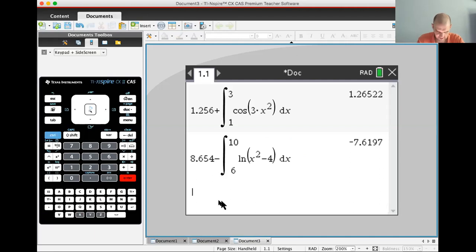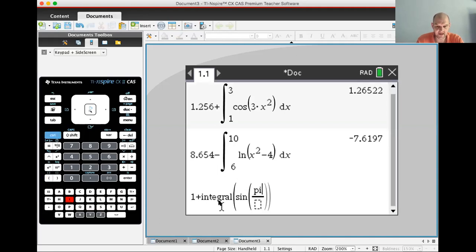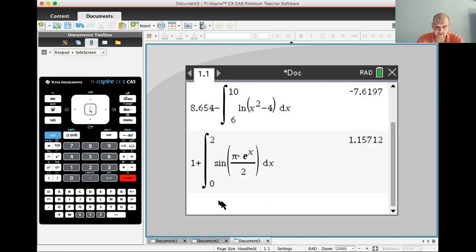All right, f of 0 is 1, and we're adding the integral of sine of pi times e to the x over 2. Crazy. x from 0 to 2. 1.157. There's no way to do these other than with a calculator, so we're not taking the easy way out, we're taking the only way out on these problems.